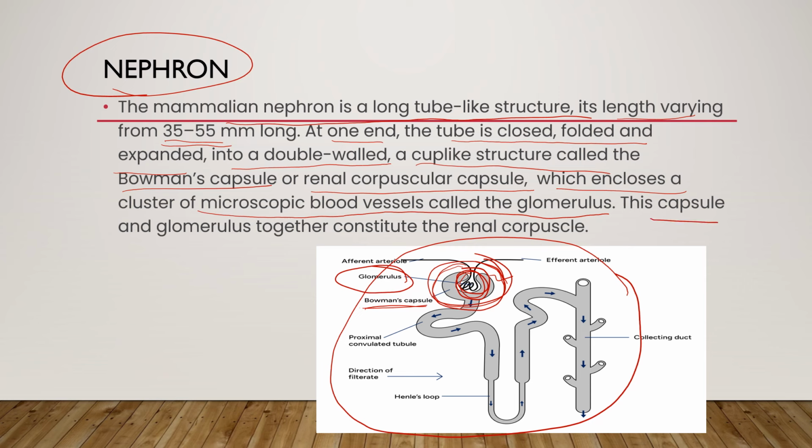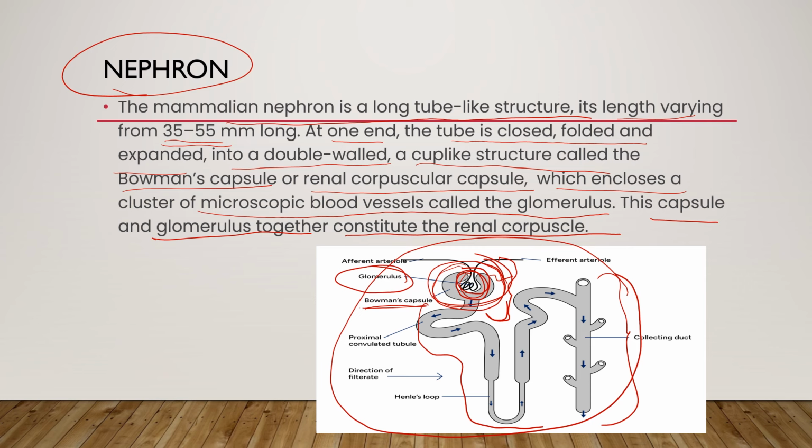Now this capsule and glomerulus together constitute the renal corpuscle. So this Bowman's capsule and this capillary are the renal corpuscle part, and these tubes are all the renal tubular part. That we will discuss in the next slide.